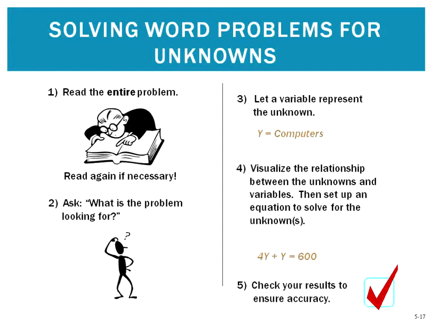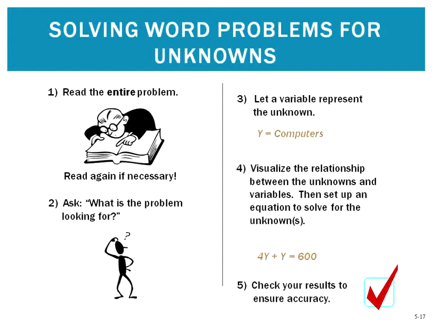Okay? And then let a variable represent the unknown. So if they say how many computers, then you say y, unknown, because they're asking how many. You don't know, so it's unknown. How many computers, so y becomes, or you can even make it a c, right? It doesn't matter what letter you pick as long as you're consistent. If you pick Y, then every time computers comes up, it has to be Y. If you pick C for computers, every time it comes up, it has to be the same.